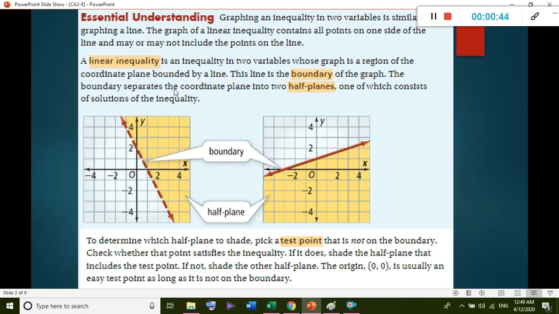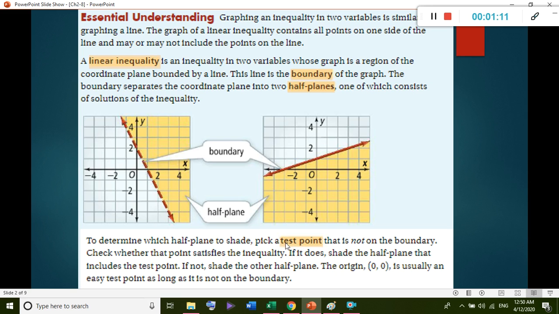The boundary separates the coordinate plane into two half planes, one of which consists of solutions of the inequality. Here you see a shaded part, or a yellow part. The shaded part is the part that has the solutions for this inequality. Now to determine which part to shade, for example, if I have this line, how shall I know which part to shade, this part or this part?